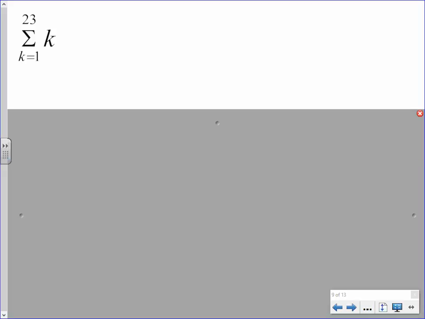So here's where it comes in handy. The sum from 1 to 23 of k. Remember, our shortcut is n times n plus 1 over 2. So what we can do here is we can say 23 times 24 all over 2, instead of having to say 1 plus 2 plus 3 plus 4 plus 5, well, all the way to 23. Okay, Cole, did you put that in your calculator? 23 times 24 over 2? Yes. And? 276.